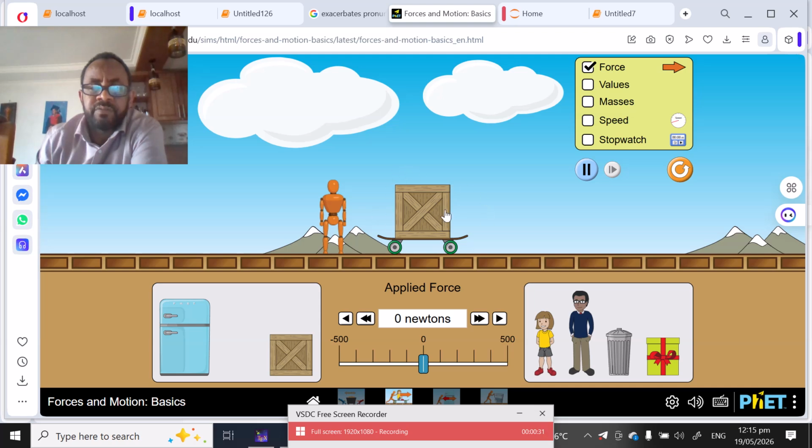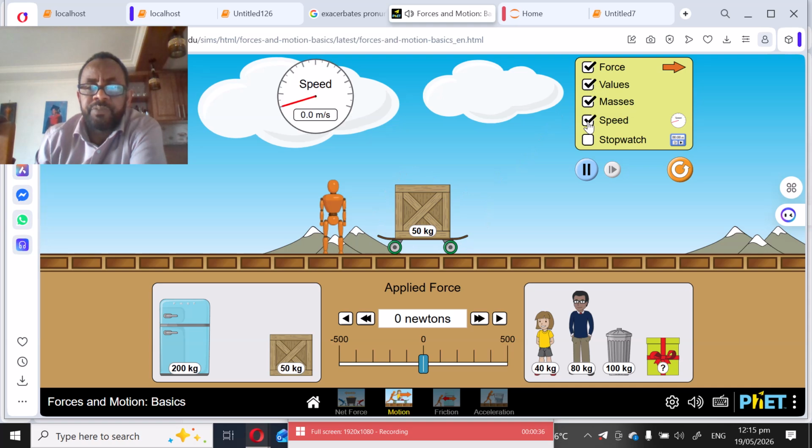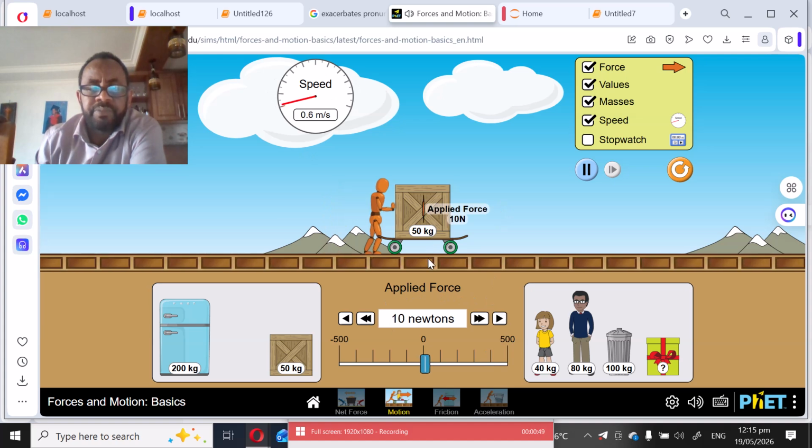Let's first take these values: mass and speed. This is a 50 kilogram box, and the speed also here. We have to set also the applied force, give 10 Newton, then observe the acceleration and the speed as well. The speed changes, and the acceleration is clearly observable.